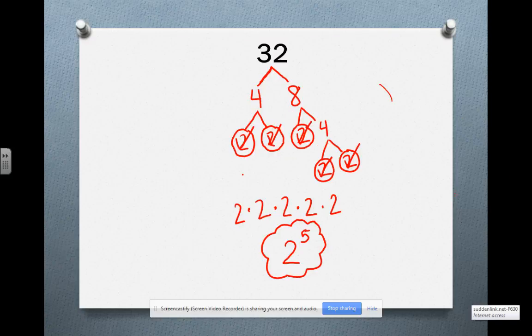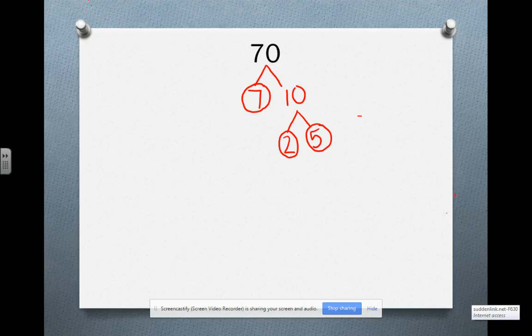And now I'm going to write them. Sorry about that. I'm going to write it in expanded form. I have 2 times 5 times 7. And on this problem, the expanded notation and the exponential would be exactly the same. Since there's no repeats, I'm going to leave it just like this, 2 times 5 times 7.